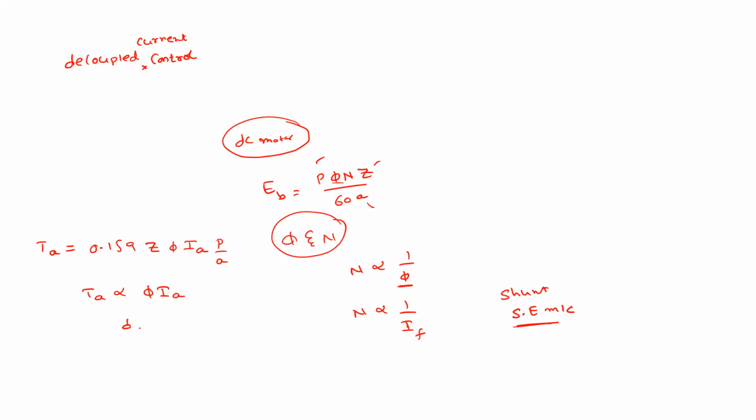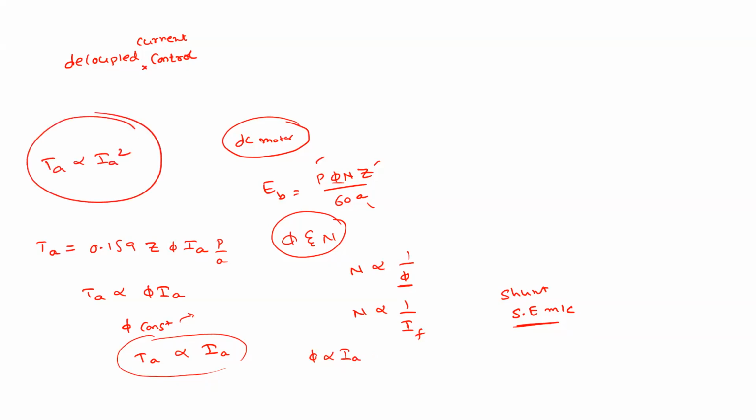If we assume that the flux is constant, then the armature torque is proportional to armature current IA. This is under the assumption that the flux is constant. If it is a series machine, the flux is also proportional to armature current, so the torque is proportional to Ia square. That's why the series machine has the highest, theoretically infinite, torque.